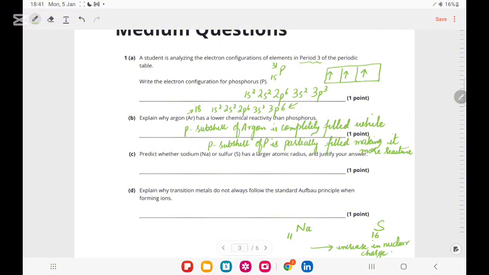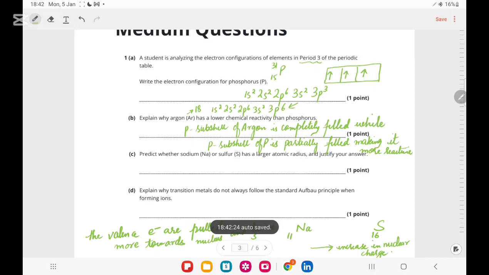What does it do? Because of the increase in nuclear charge, the valence electrons are pulled more towards the nucleus, because of greater attraction of the greater nuclear charge. The valence electrons are pulled more towards the nucleus and hence atomic radius decreases. Hence sulfur's atomic radius decreases.